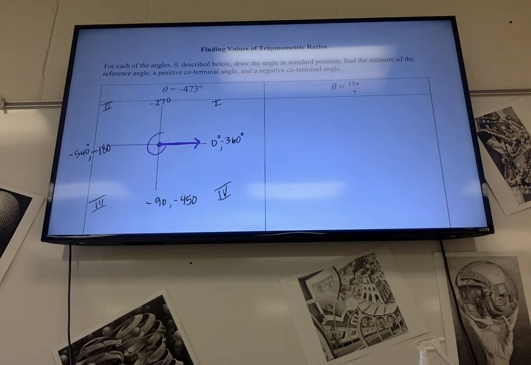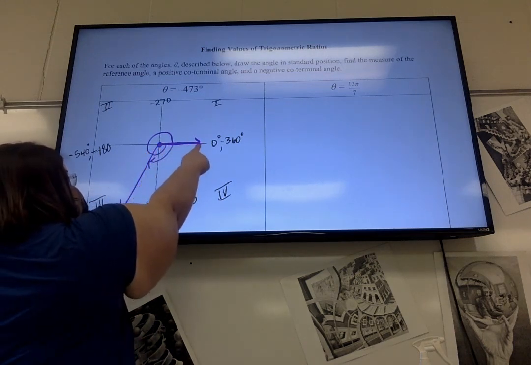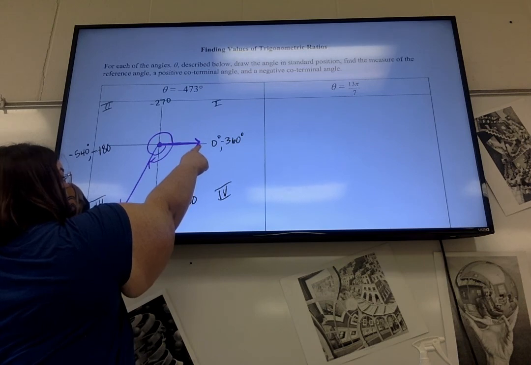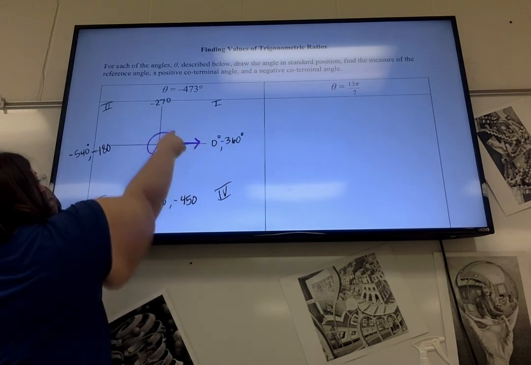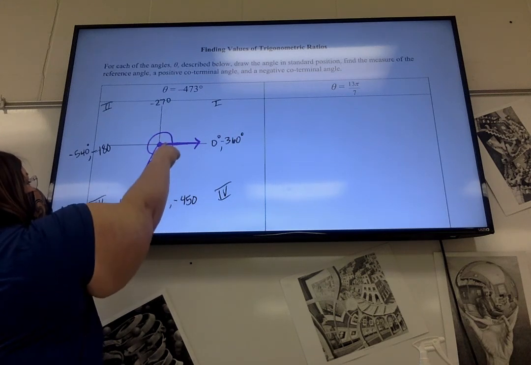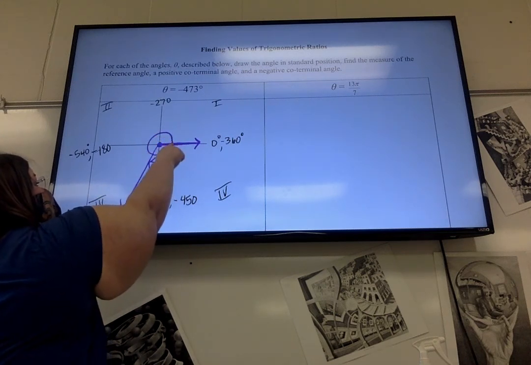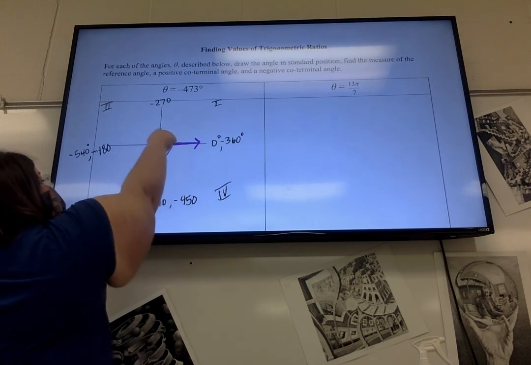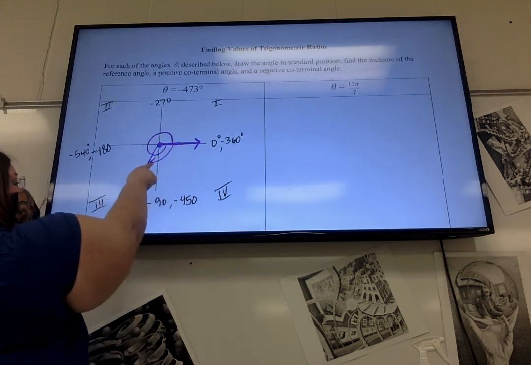So I know it goes around once, so it's 360. And then it goes to negative 473, which is a little bit past negative 450. So that angle looks like that. Standard position means this lies on the positive x-axis. It's going negative, so it rotates this way. And notice I've gone around more than once. That's why it has this little circle here. And then it goes around just a little bit more.